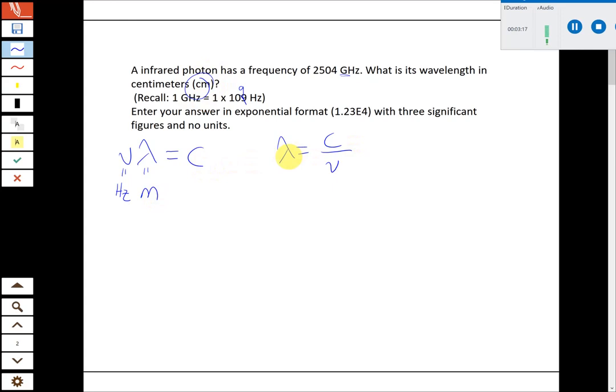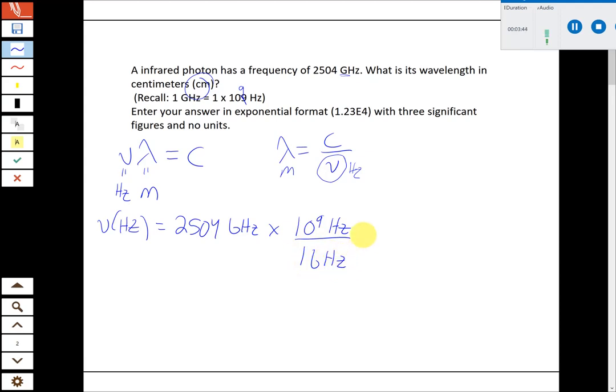So when we use this equation, lambda equals c over nu, c over frequency, we're going to make sure we use frequency in hertz. That's going to give us a wavelength in meters, and then we have to convert it to centimeters afterwards. So the frequency in hertz is going to be 2,504 gigahertz, and then it's going to be 10 to the 9th hertz in 1 gigahertz. We're going to use this conversion to make sure that frequency is in the right unit. So that gives us 2.504 times 10 to the 12th hertz.